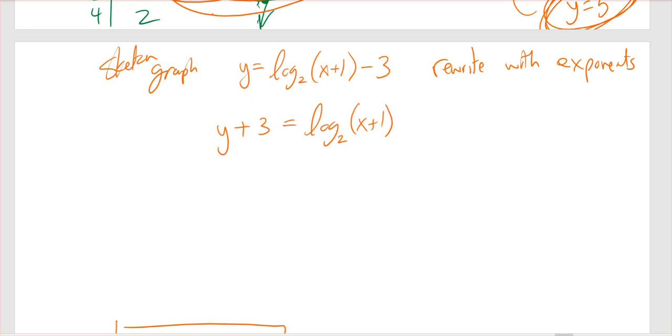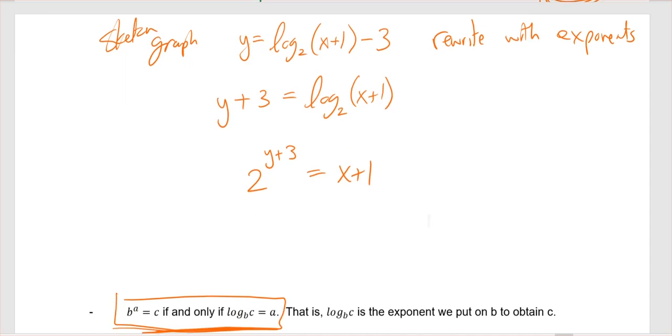So we can do this. And what would we have? Well, this object is the exponent that we put on 2 to get to x plus 1. So this thing is the exponent that I put on 2 if I want to get x plus 1. So 2 to the y plus 3 power has to be x plus 1, right? And this is exactly that definition, right? So 2 to this power has to be x plus 1. So that's what we've got. So these two equations are equivalent to the same thing.